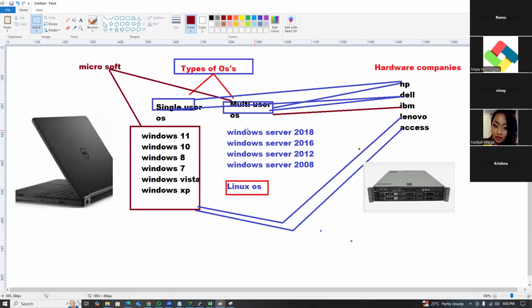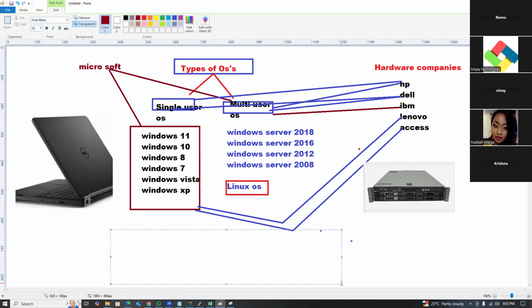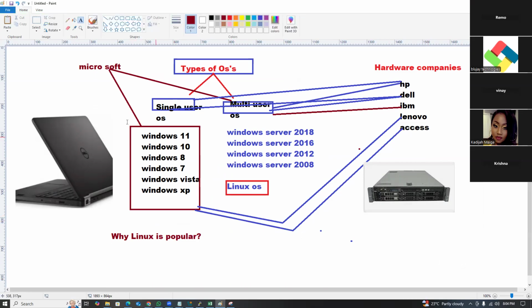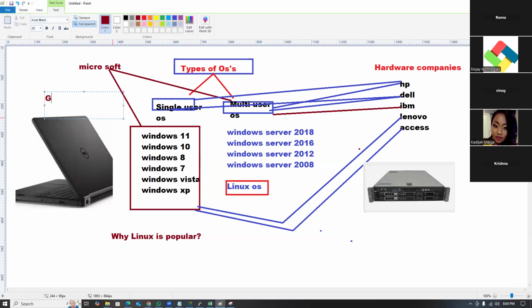Now you understood, guys: Linux is a multi-user operating system. Why is Linux popular? I will tell you. The Windows operating system is a GUI operating system. Guys, what is GUI? Graphical user interface.